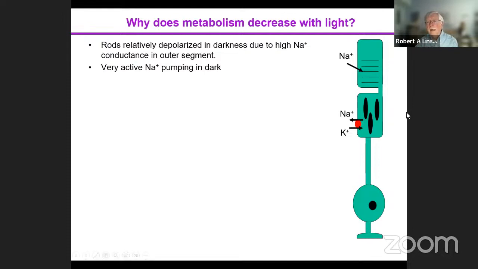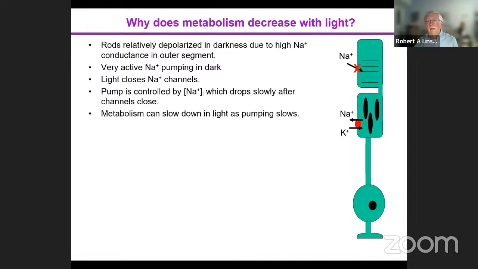The pumps are only in the inner segment, which is this layer where the mitochondria are, and the channels that allow sodium in are only in the outer segment. So there's this constant cycling of sodium around the photoreceptor. And when you turn on a light, what happens is that the channels close, less sodium comes in, and the pump, which is known in most tissues to be controlled by intracellular sodium, starts to slow down. So metabolism can also slow down when the pump rate slows down, because the pump is the major user of ATP in the photoreceptor.